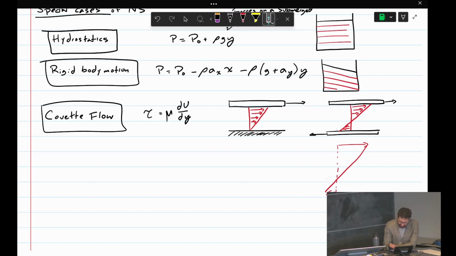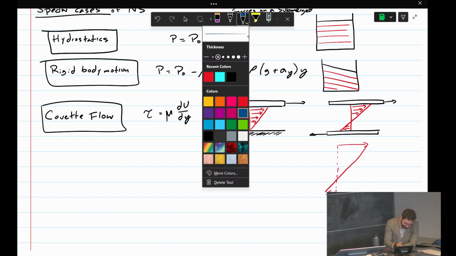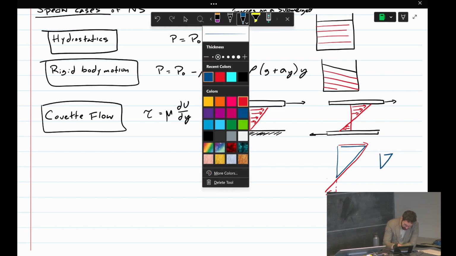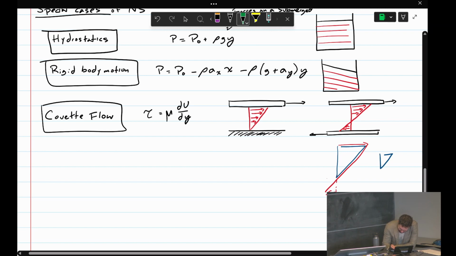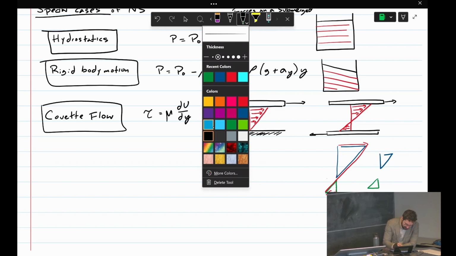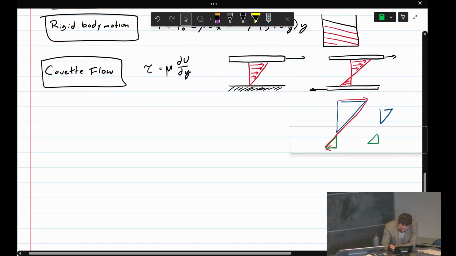Velocity at the top plate, by the no-slip condition, is to the right. And the same thing at the bottom: no-slip condition, it's to the left. So the thing that allows us to analyze this is we look at these two triangles here, this blue triangle and this green triangle in the bottom. And these are similar triangles.